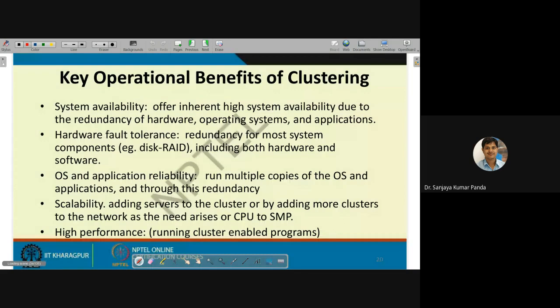Now some of the key operational benefits of clustering. Why do we go for clustering? Because with clustering we can get massive power which we cannot get with the help of a single computer system. The first advantage of going for clustering is system availability. Clustering offers inherent high system availability due to the redundancy of hardware.